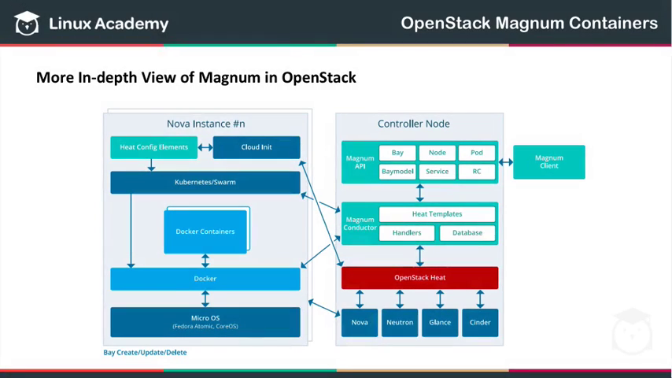Now let's take a more in-depth view of Magnum and OpenStack. In this slide, we see how the different pieces of OpenStack interact to create the Docker containers. From the Magnum client, commands are sent to the Magnum API, which then communicates with the Magnum conductor. The conductor can then talk directly to the Docker API, the relevant COE, or to Heat in order to fulfill the request made to the client.